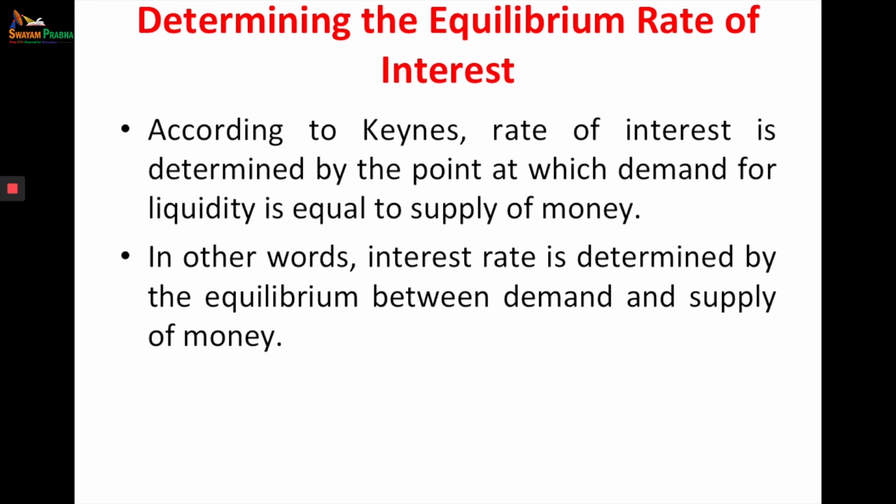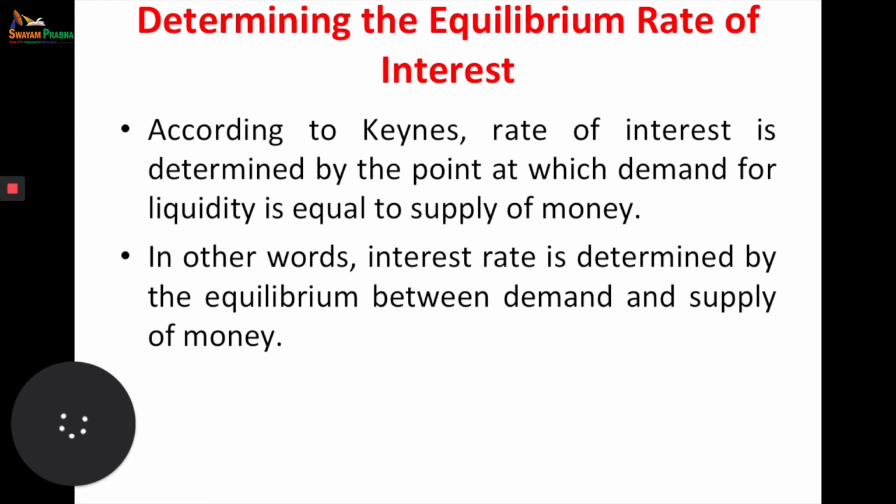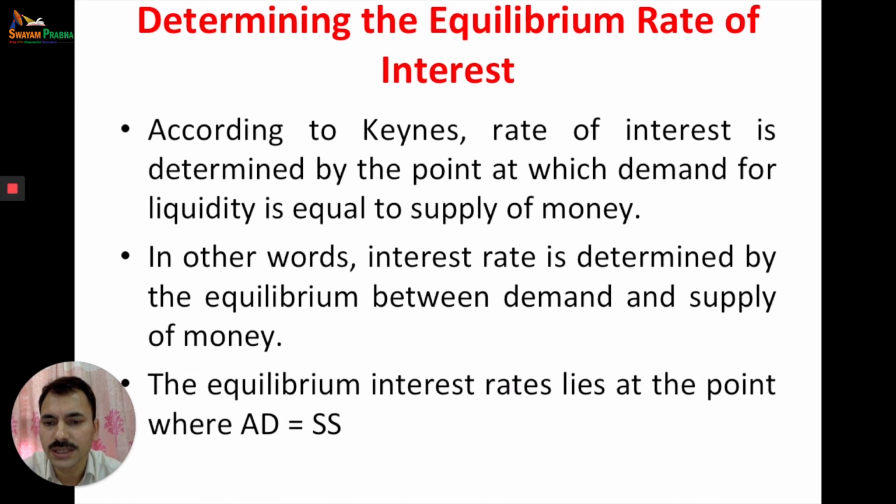Now, according to the important point, determining the equilibrium rate of interest, where the rate of interest will be determined. Classical says that the demand for capital is equal to the supply of capital, that is the point of equilibrium. Whereas new classical says that the point where the demand for loanable funds is equal to the supply of loanable funds is the point of equilibrium. But according to Keynes, the rate of interest is determined by the point at which demand for liquidity is equal to the money supply. In other words, the interest rate is determined by the equilibrium between demand for and supply of money.